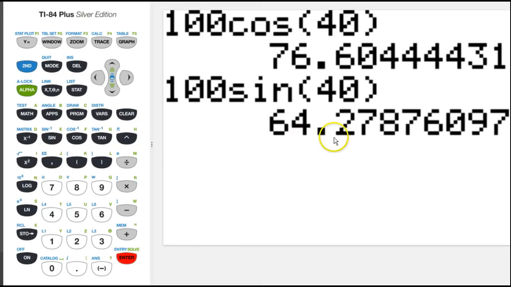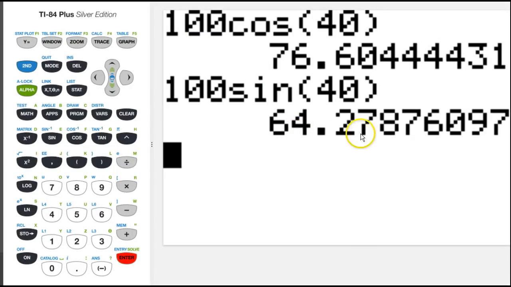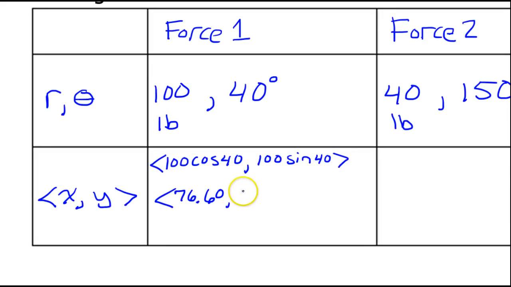So there you go. We're getting 76.60 and 64.28. And these are still pounds.